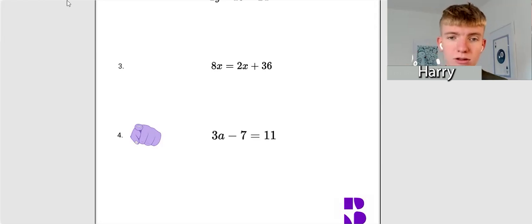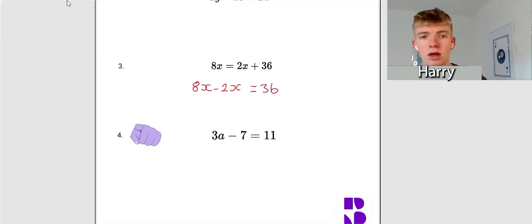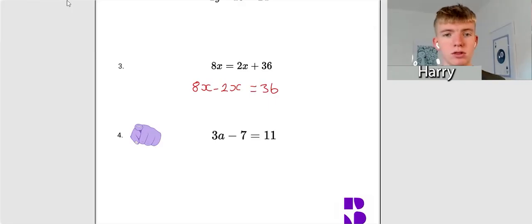So subtract 2x from both sides, and we're left with 8x minus 2x is equal to 36. A lot of you may think 8x minus 2x has to equal 6. You wouldn't be right. 8x minus 2x is going to give us 6x. So 6x is equal to 36.